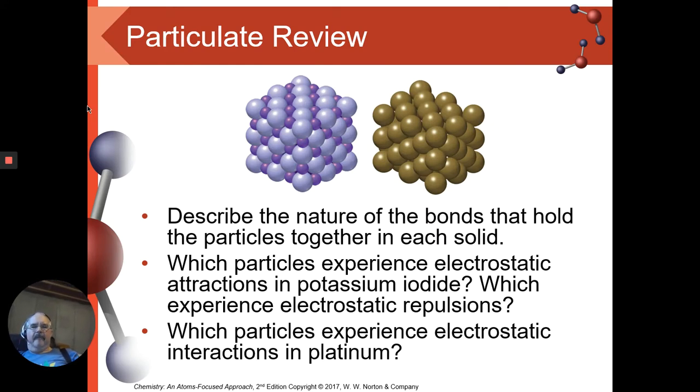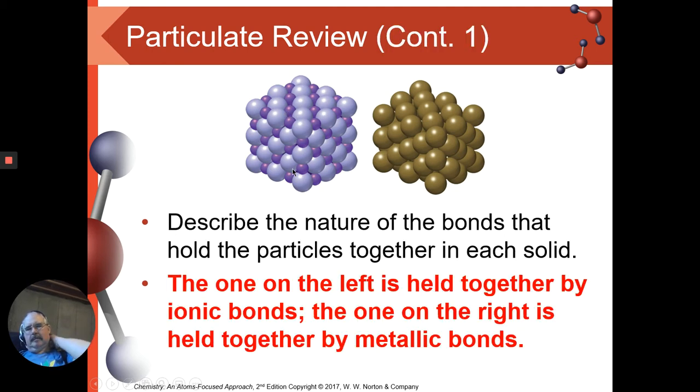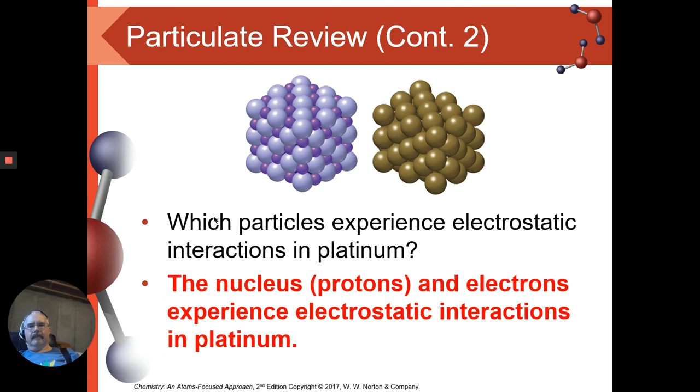Okay, here we have platinum on the right, which consists of all of the same type of atom. Here we have an ionic solid, potassium iodide. The potassium is shown in darker purple, and the iodide are the larger particles. The platinum on the right is held together by metallic bonds, whereas the one on the left is held together by electrostatic interactions, ionic bonds.